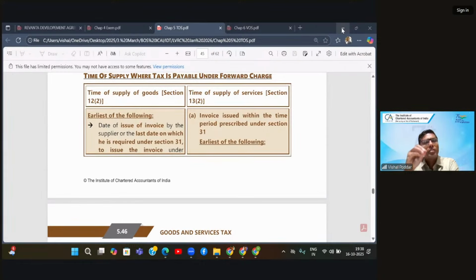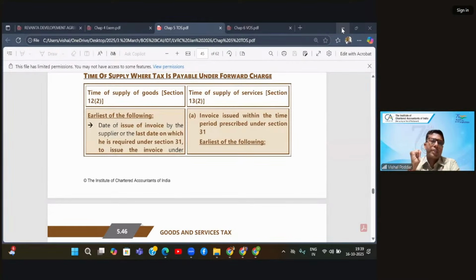So what is the time of supply? In case of such transactions, it is the earliest of these two dates. And what are these two dates? We are talking about the sale on approval basis transaction. It is the date of approval given by the buyer or end of 6 months from the date of delivery. This is the first date, and the second date is the date of actual invoice.